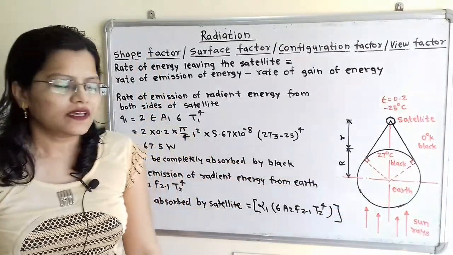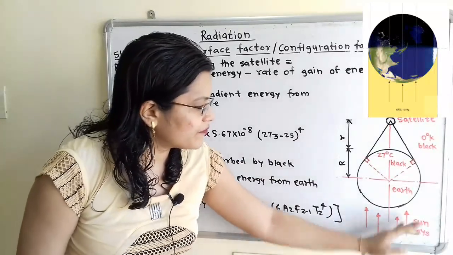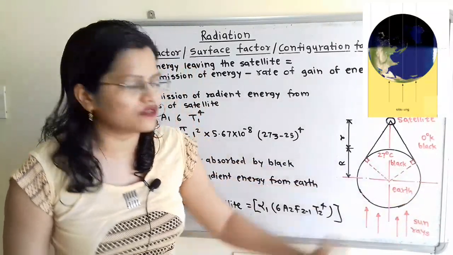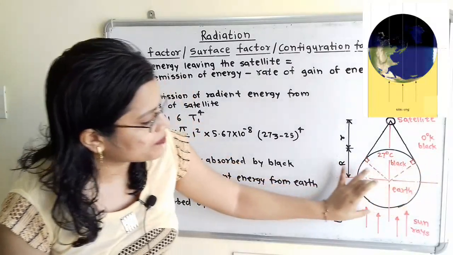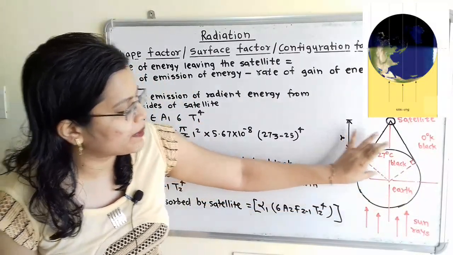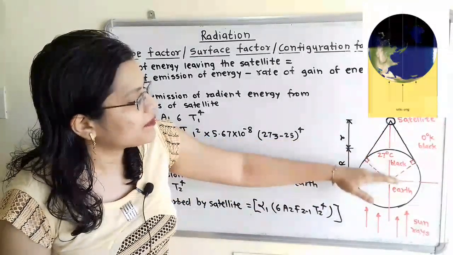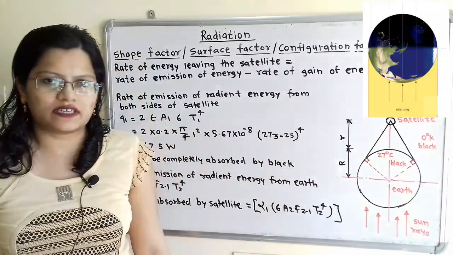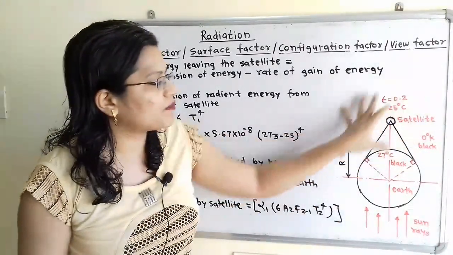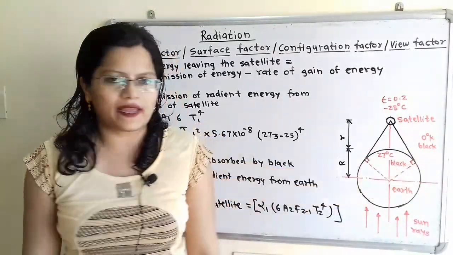The temperature of the Earth is given as 27 degrees Celsius and it is mentioned that it is black. If we observe the diagram, sun rays are coming from the bottom half portion of the Earth. That means this bottom half portion of the Earth is bright and the upper half portion is dark. And this upper half portion, that is the black portion, is in contact with the satellite. Then the surrounding of the satellite is at 0 degree Kelvin and it is also black.